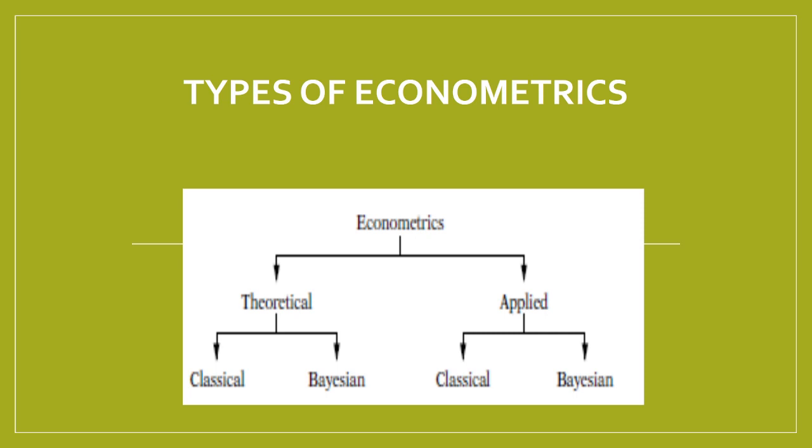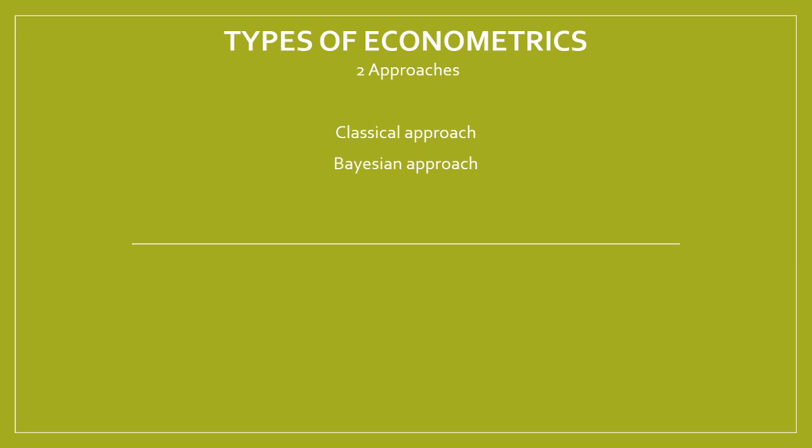In both theoretical and applied econometrics, we mainly use two types of approaches for estimation. One is the classical approach, the other one is the Bayesian approach. That is, theoretical econometrics is analyzed using classical and Bayesian approaches, and likewise applied econometrics can also be analyzed using classical and Bayesian approaches. There exists a huge difference between the classical approach and the Bayesian approach.